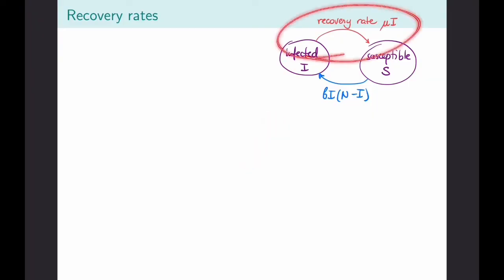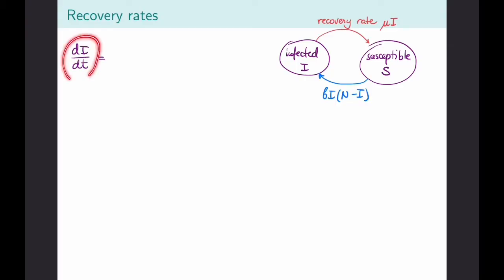Now that we've introduced this extra bit of information into our model, let's try to think about how the disease spreads according to this once again. So what I would like to know is, what is the rate of change of the infected people? How many new infections do I get? Well, it's the number of new infections minus the number of recoveries. So, rate of new infections minus the rate of recovery.